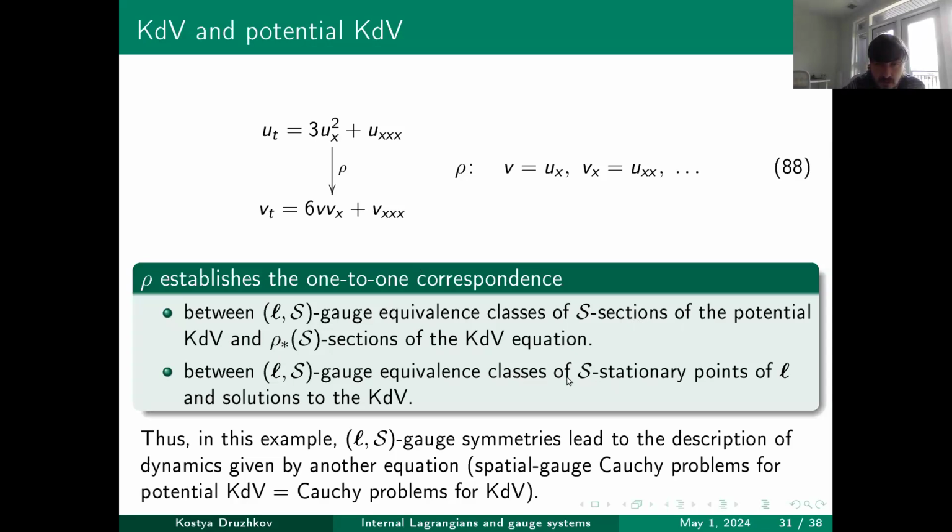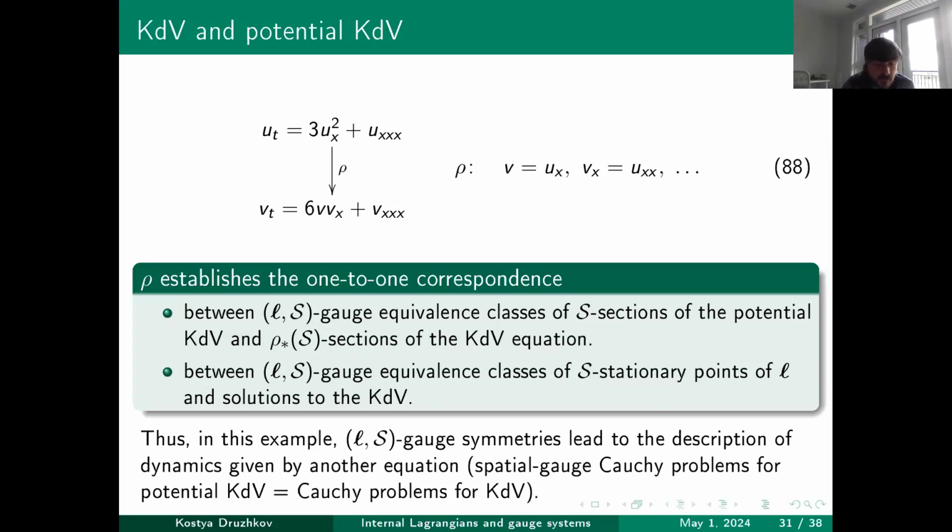classes. Oh no, not the LS gauge equivalence classes. Yes, it's true: LS gauge equivalence classes of S stationary points and solutions to the KdV. So our LS gauge equivalence classes of S sections are nothing but the corresponding sections of KdV, and our stationary points are solutions to the KdV. Thus, in this example, LS gauge symmetries lead to the description of dynamics given by another equation, because spatial gauge Cauchy problems here for the potential KdV are nothing but Cauchy problems for the KdV. And if we consider the dynamics given by the internal Lagrangian, then this is just KdV. So using this potential KdV, we obtain KdV itself.